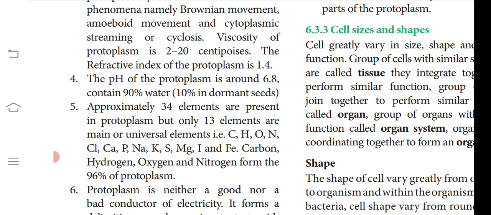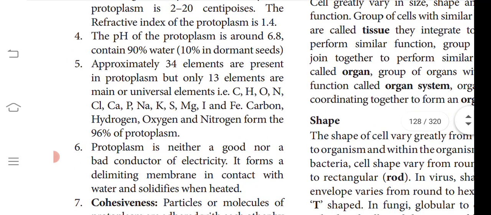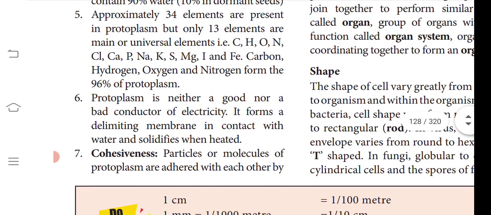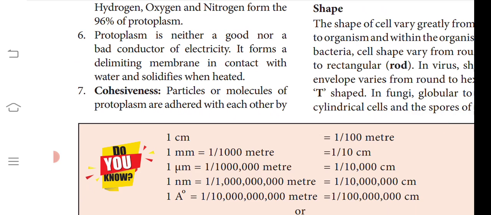The viscosity, which is nothing but the thickness of the protoplasm, is 2 to 20 centipoises. The refractive index of the protoplasm is 1.4. This is important, one more question. Protoplasm refractive index is 1.4. The pH of the protoplasm is around 6.8. It contains 90% of water. 34 elements are present in protoplasm. Protoplasm is neither a good nor a bad conductor of electricity.